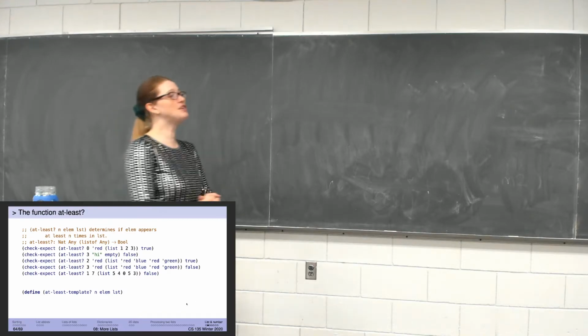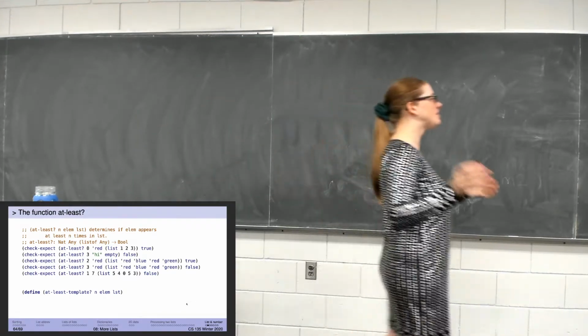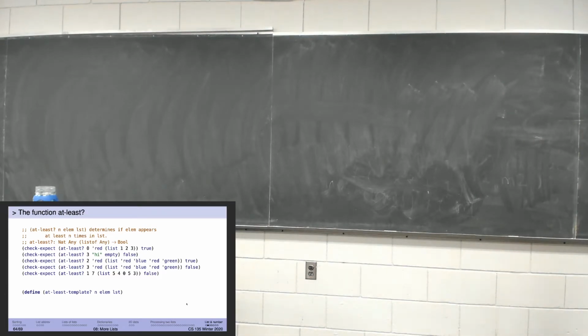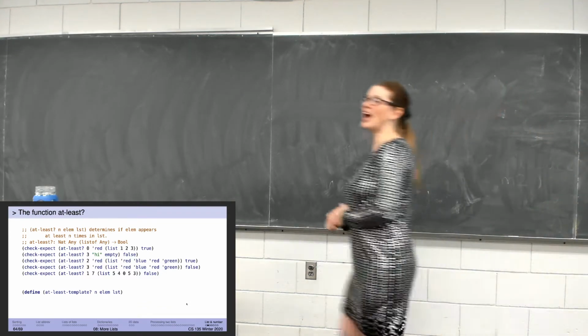So before I show you the template, of course, you're supposed to create the design recipe first. So there's our purpose, there's our contract. Note that we're saying a list of any. We'll use the equal predicates to make sure that we can compare two things of any type. And then we'll produce a bool. So here's a bunch of examples. And now we have our template.